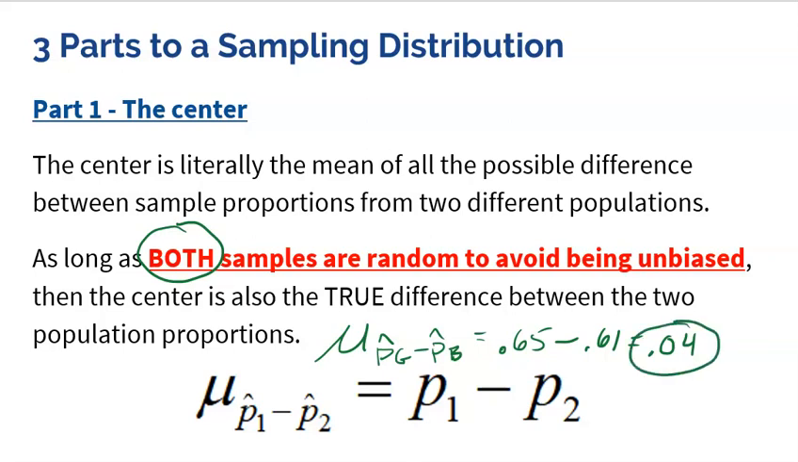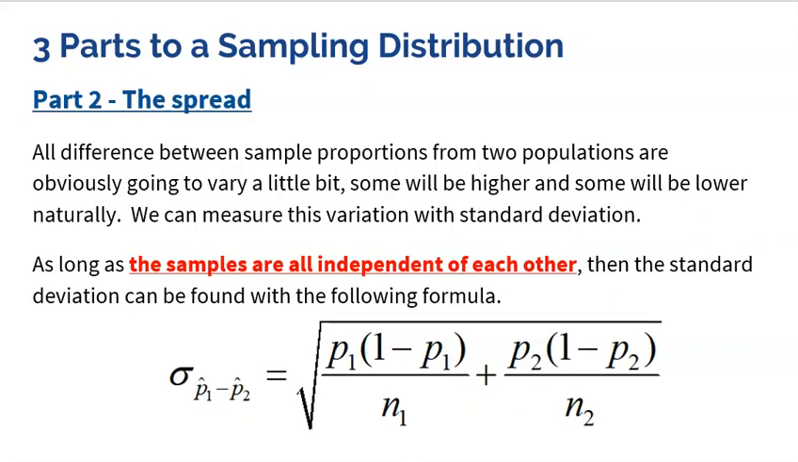Now again, the boy sample could go up or down. The girl sample could go up or down. So I might get a bigger difference, or I might even get a smaller difference. And that's totally okay. The center is simply what you expect. All right. Now, of course, there's a standard deviation involved as well. This is the spread.